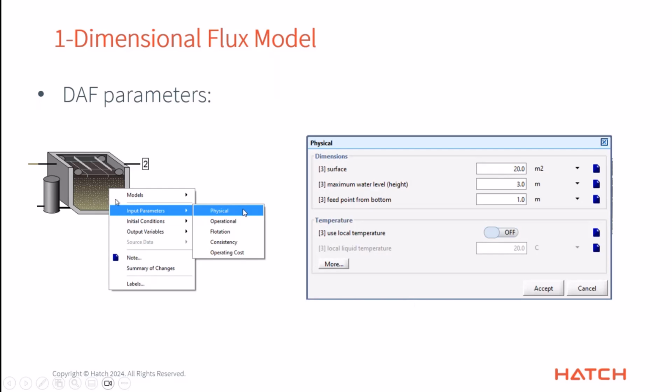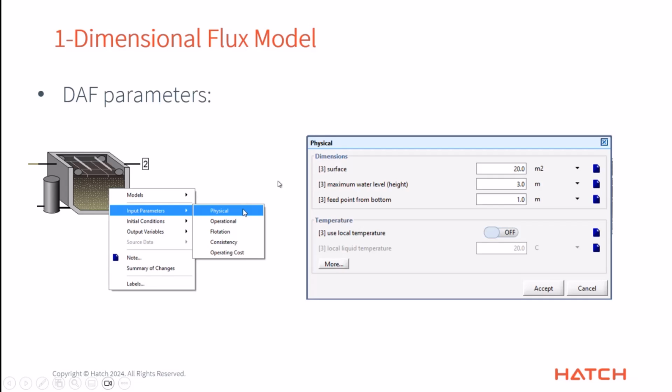When you right click on the object, in the middle of the object, go to the input parameters menu, and then you can see the usual type of menus that you would expect to see in a GPS-X unit. The main three that you really need to think about are physical, operational, and flotation. These are the ones that I want to talk about today.